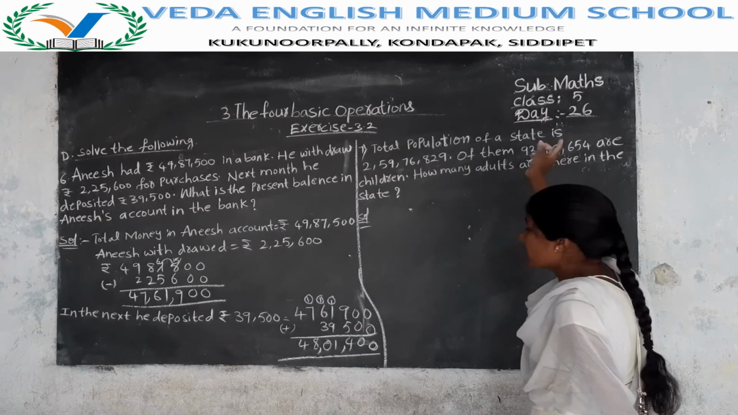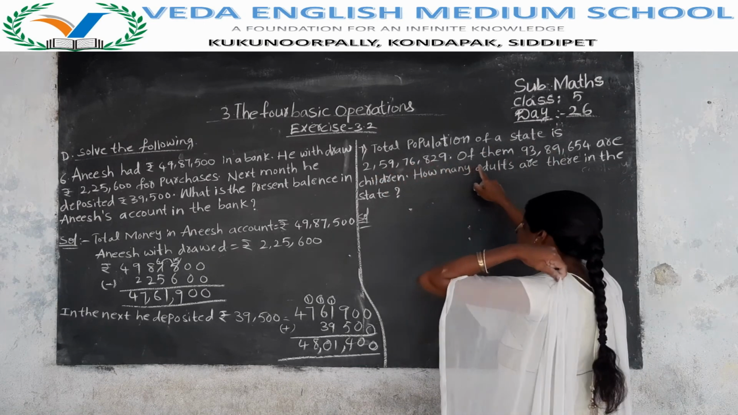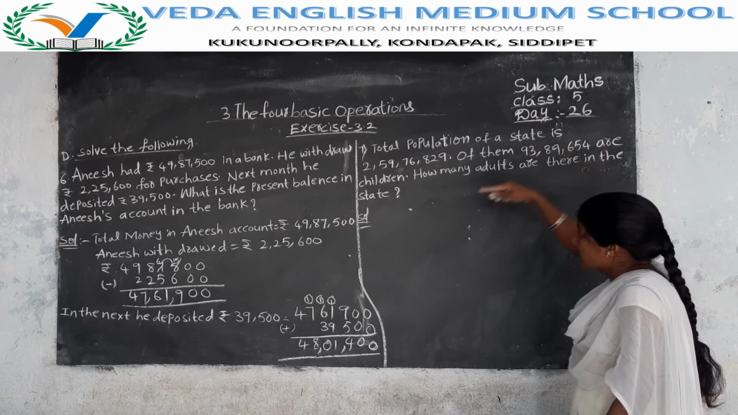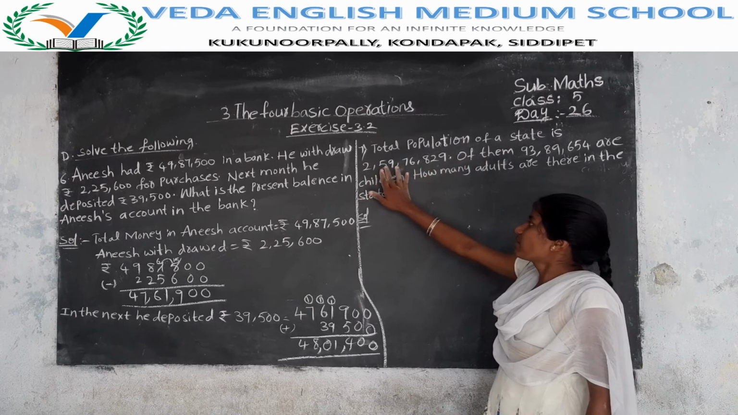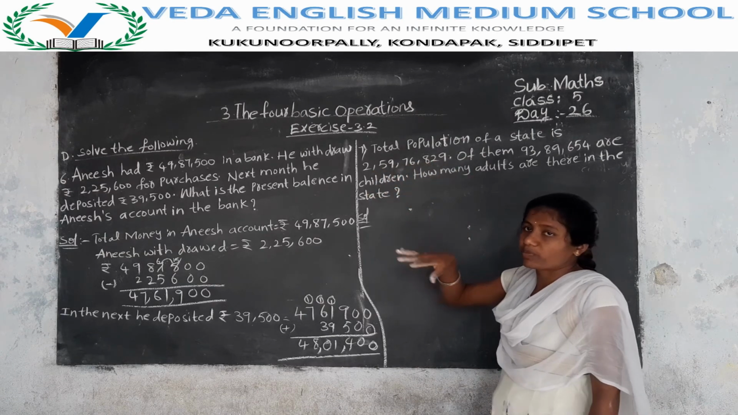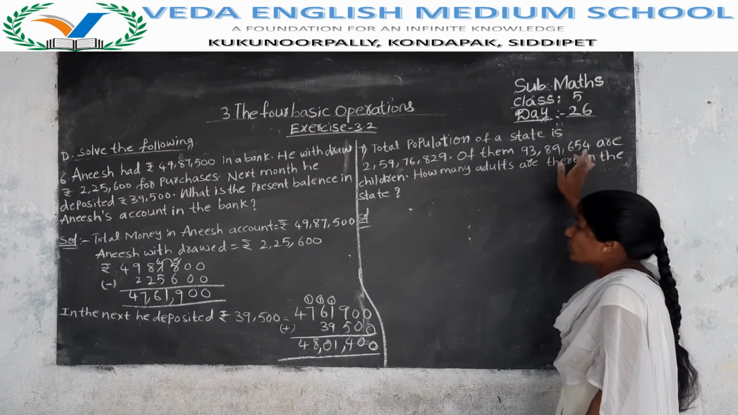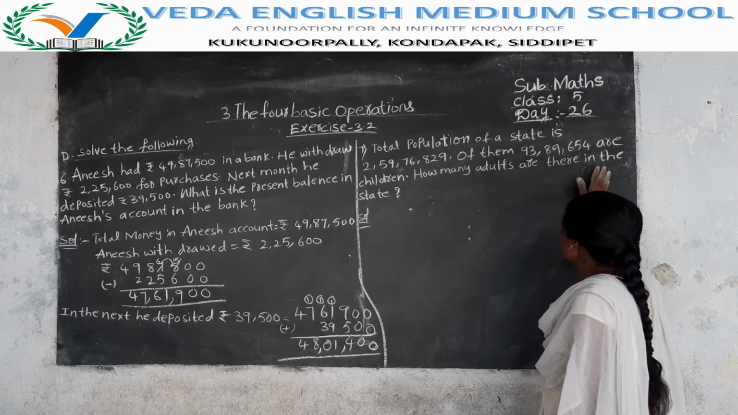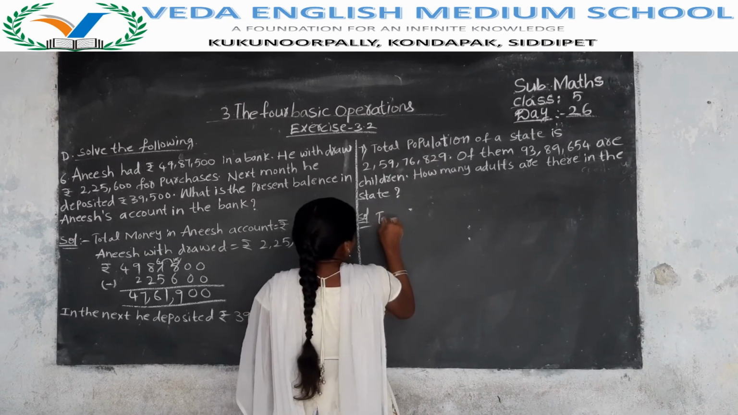Next, seventh solution. Total population of a state. In a state, total population is 2,59,76,829. Out of that population, 93,89,654 are children. In a state there are 2,59,76,829 people in total, and among them 93,89,654 are children. How many adults are there? Then how to find adults? Remaining all are adults.